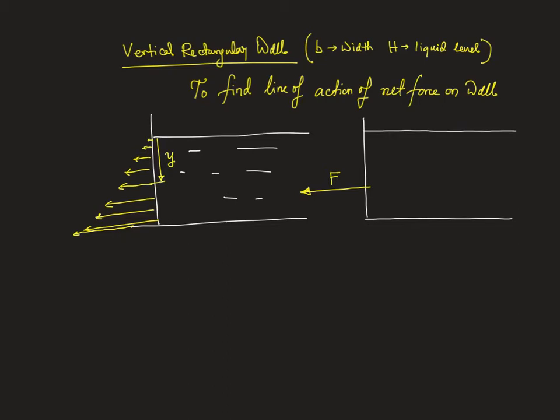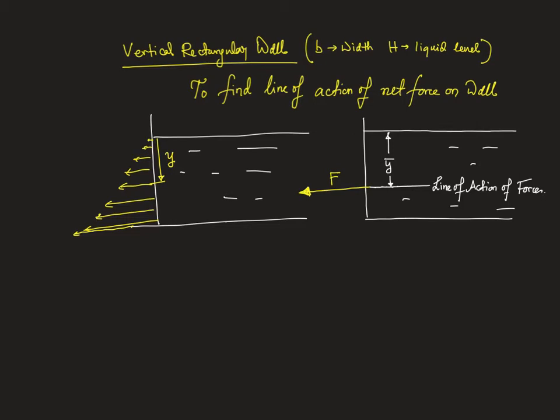Here it is, the force varies with y in this following way. Now here we replace this by the net force F, and the net force should be at a certain distance. So let the distance be y bar. So this is the line of action. This thing is the line of action of the force. Okay, now we have to find out the line of action.